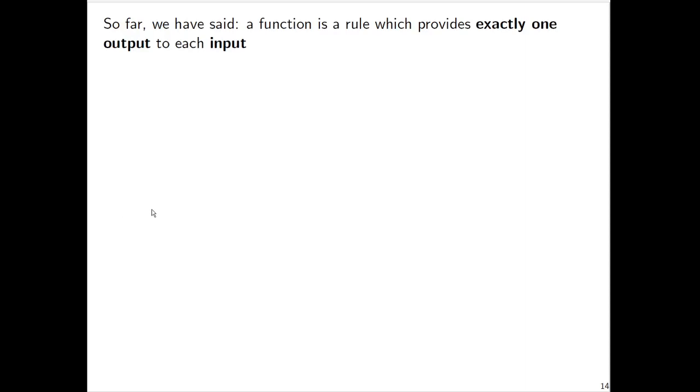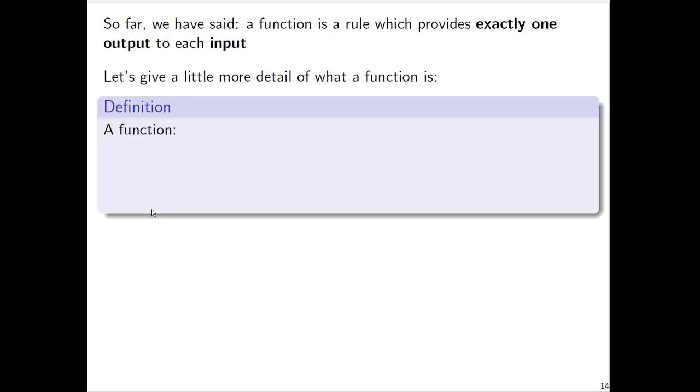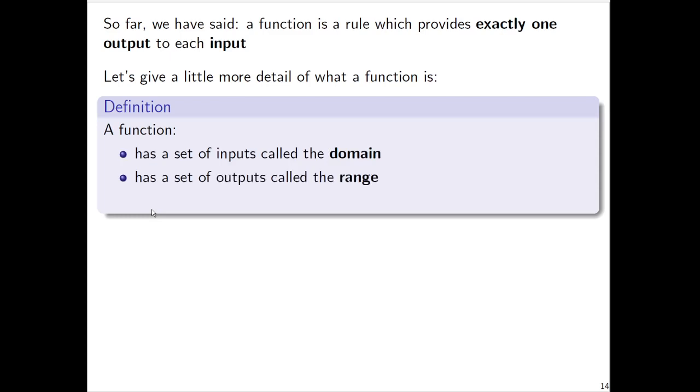So far we've said that a function is a rule which provides exactly one output to each input. And now, as true as that is, I think it'll be helpful for us to talk in a little more detail about what a function really is. So a function, we're going to say, has these three parts that help clarify what it is. A function, first of all, has a set of inputs, which is called the domain, has a set of outputs, which is called the range, and is a rule that provides exactly one output for each input.